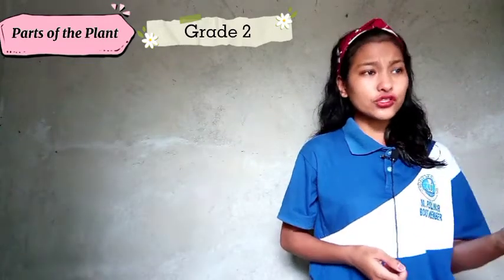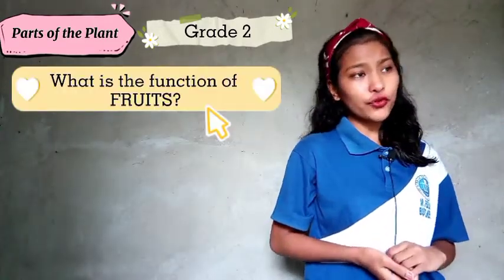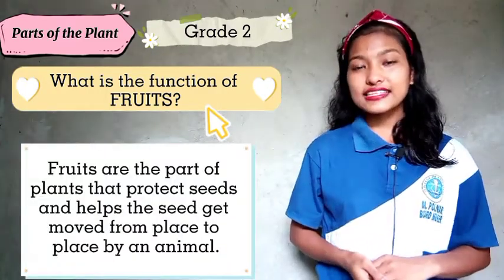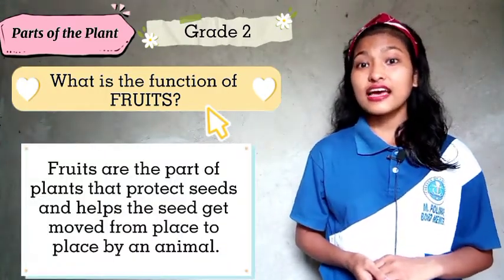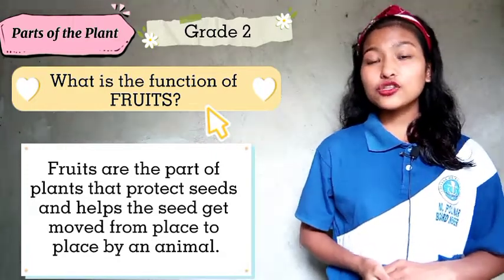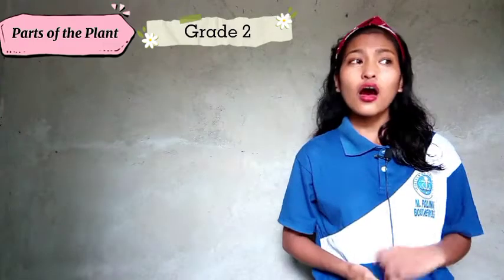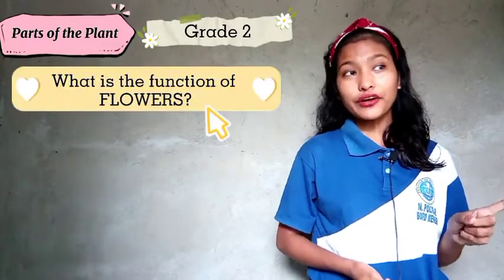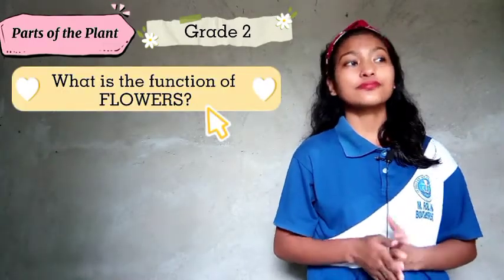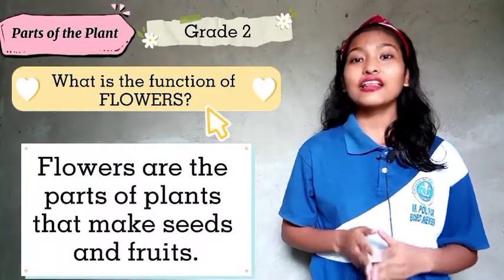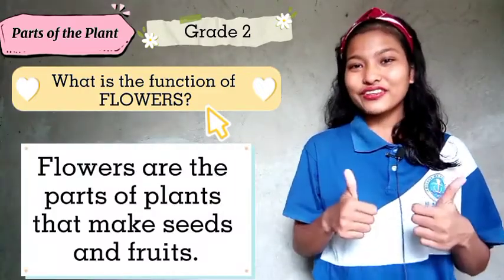And for the fruits, what is the function of fruit? Correct. Fruit protects the seeds and helps the seeds get moved from place to place by animals. And the last one, what is the function of flower? Yes, flower makes seeds and fruits. Very good!